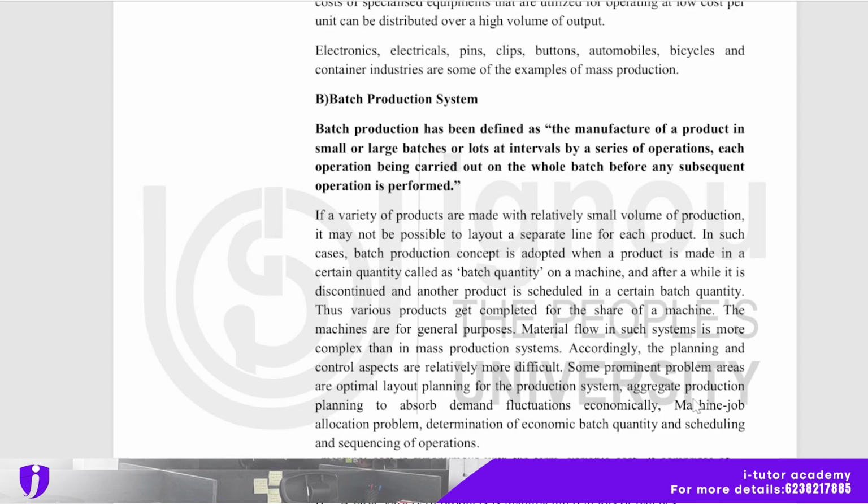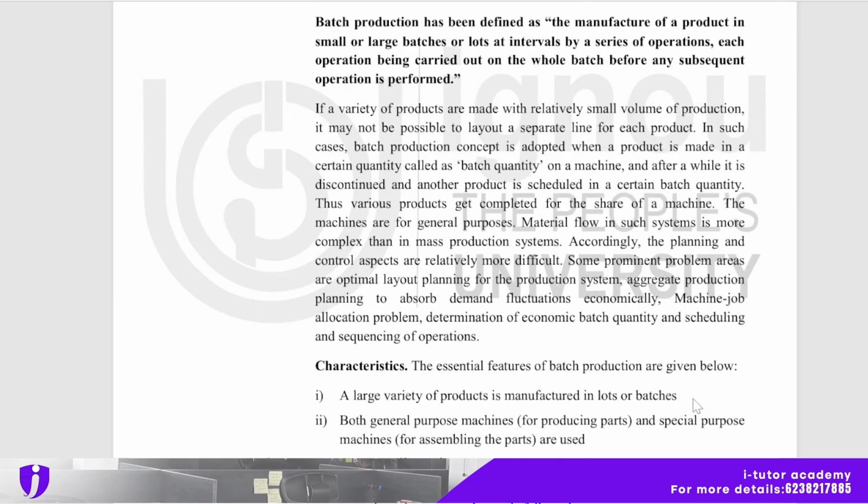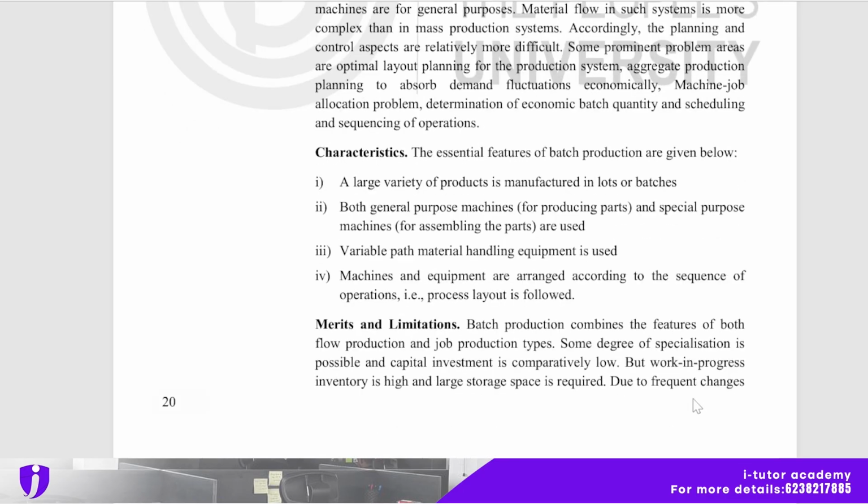And the next one is the batch production system. Batch production has been defined as the manufacture of a product in small or large batches or lots at intervals by a series of operations, each operation being carried out on the whole batch before any subsequent operation is performed. Characteristics: the essential features of batch production are given below.